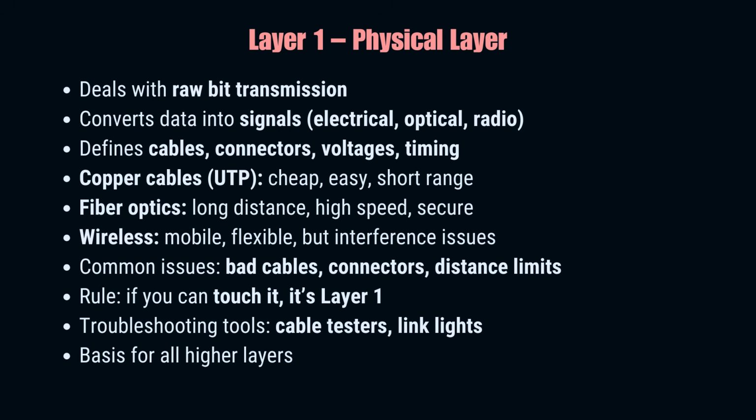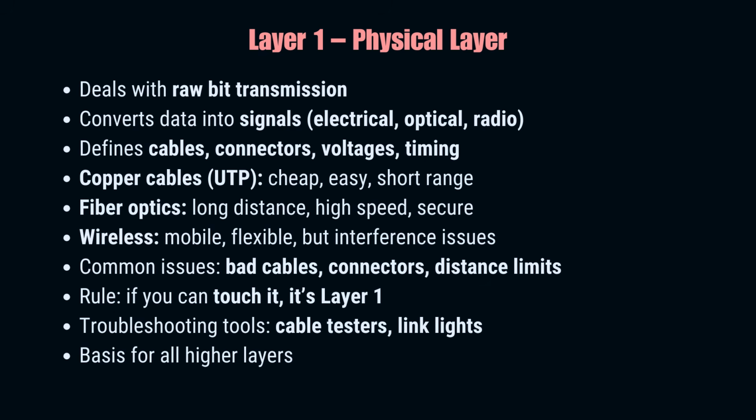The physical layer handles the actual transmission of raw bits over physical media, converting data into electrical signals, light pulses, or radio waves. Key functions include defining cable specifications and connector types, specifying voltage levels and signal timing, managing the physical transmission methods, and handling the conversion between digital data and physical signals. Physical media includes copper cables like UTP, unshielded twisted pair, for local connections that are inexpensive and easy to install, but limited in distance and susceptible to interference.